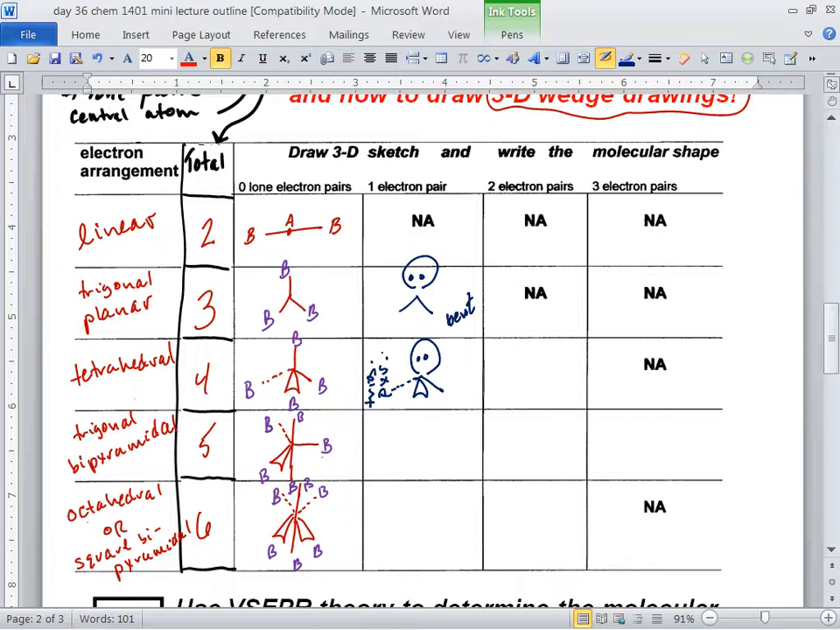Trigonal pyramidal. Okay. So when you start working on this and trying to remember it all, they all kind of make sense. It's just this trigonal bipyramidal one is the one where you've got to remember to do things in the right way. Because notice how we're going to add 1 electron pair, then 2 electron pairs, and then 3.